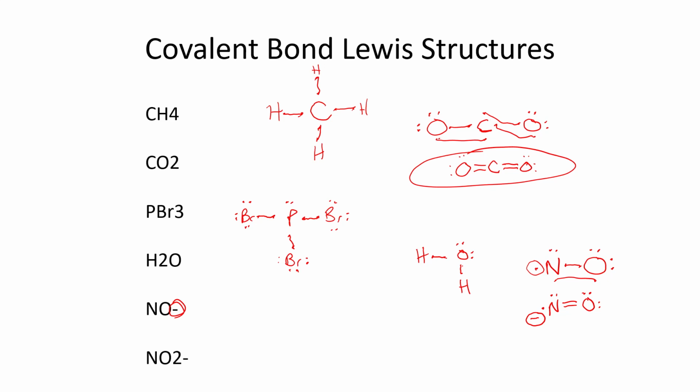Now we go NO2 minus. N in the middle, we go 1, 2, 3, because N is a group 5 and it has 5 valence electrons. And now we're going to draw 2 oxygens. So we have 1, 2, 3, 4, 5, 6, and we're going to draw another oxygen, 1, 2, 3, 4, 5, 6. Because oxygen is a group 6A, it has 6 valence electrons. Now we're going to try to connect the dots as much as possible.